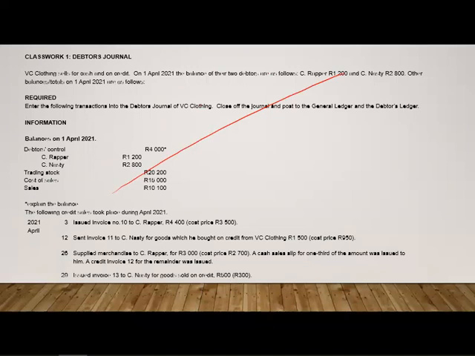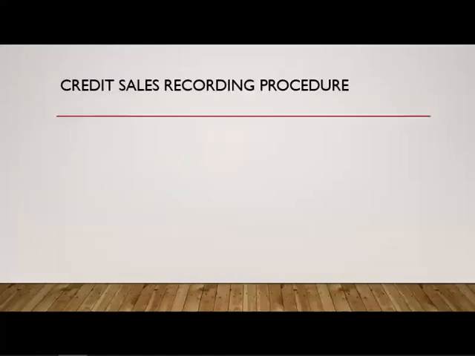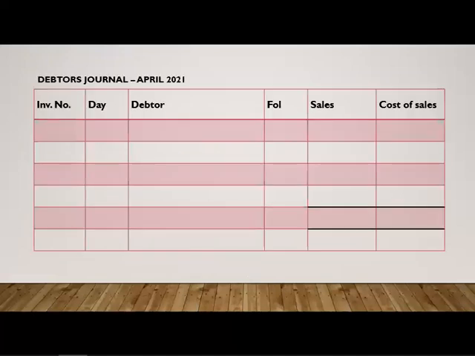Because we issued an invoice, this should be a credit invoice, and that credit invoice will be recorded in the debtors journal. Whenever we sell goods on credit, the transaction will be recorded in the debtors journal. Now, when we record it in the debtors journal, we will start with the document number, which was given to you. It was invoice number 10. The day was the 3rd. It was to C Repa. The selling price of goods sold was 4,400, and the cost price of those goods was 3,500.